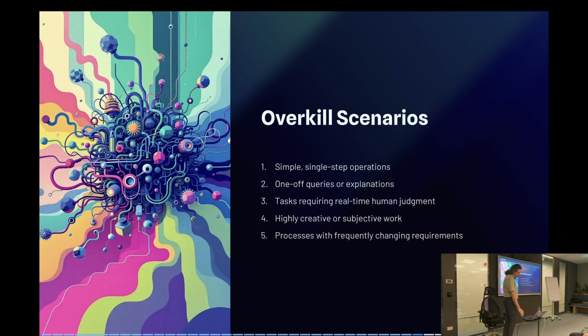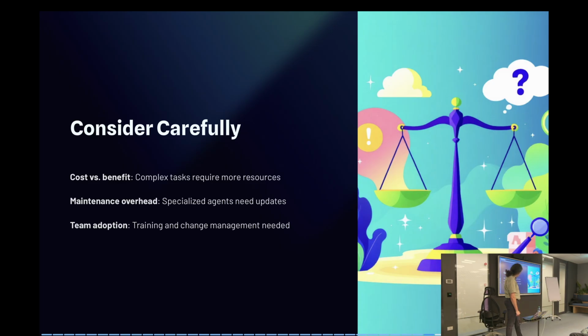But these patterns can be overkill for single-step operations, just generating one function or answering one question. One-off queries or explanations where you don't want to repeat the process, tasks requiring real-time human judgment, highly creative or subjective work, processes with frequently changing requirements. You should consider carefully the costs involved versus the benefits. Complex tasks require more resources to set up and maintain. There is the maintenance overhead, where specialized agents need updates, and also there is team adoption, training, and change management needed.